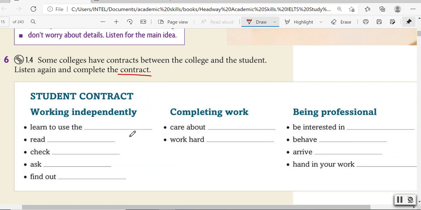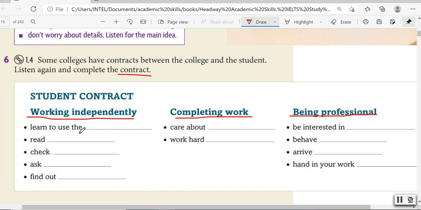Student contract, working independently and completing work and being professional. I'll play an audio for you. Please try to fulfill these gaps with the information that you will hear. You'll hear the audio and after that you must fill them in.